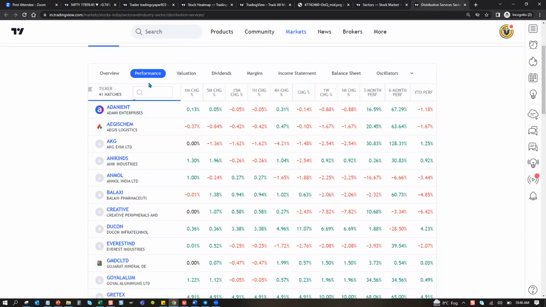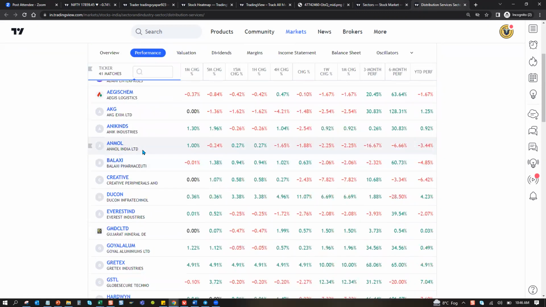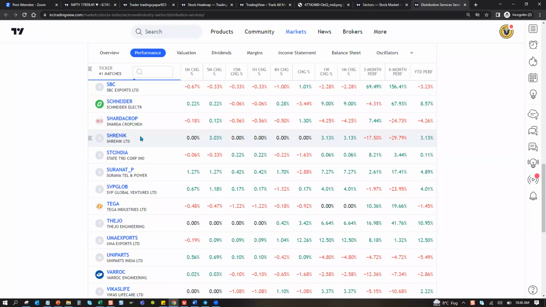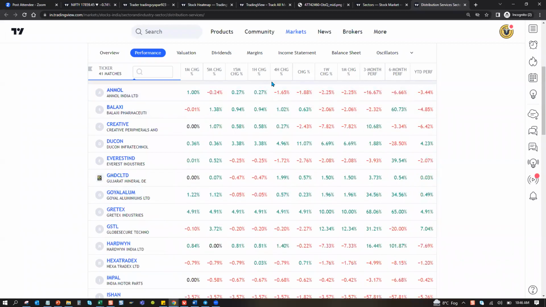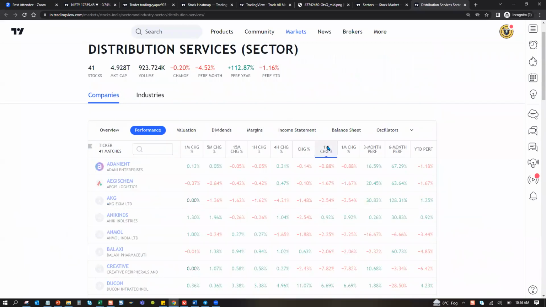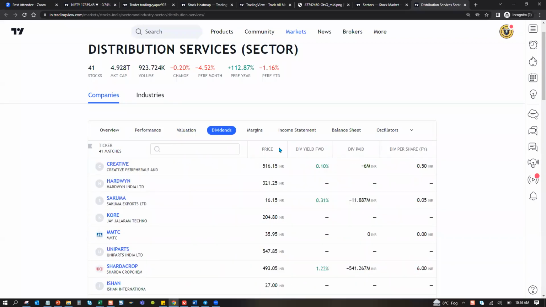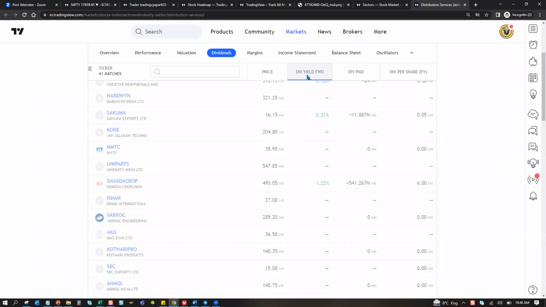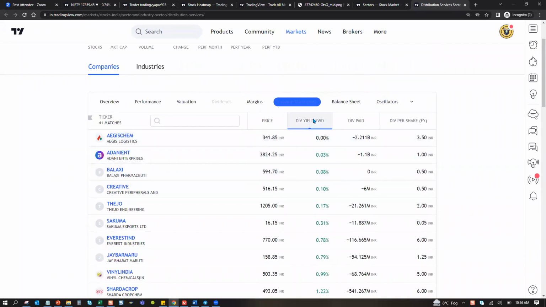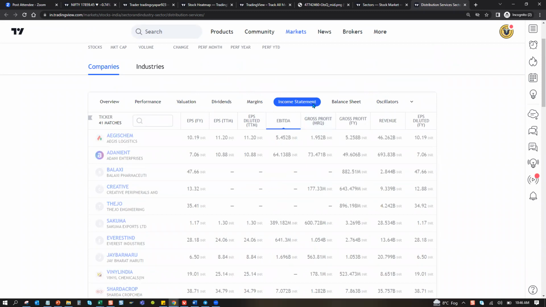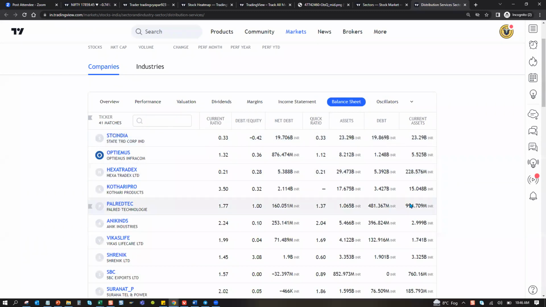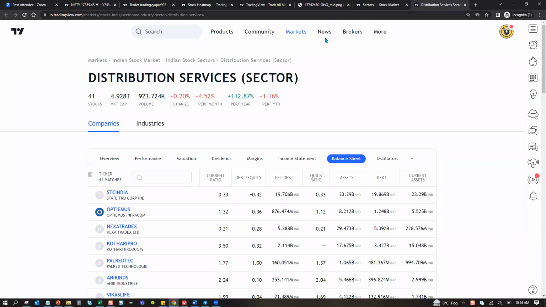So you click on performance. In this particular sector, you will see all the stocks that are part of this sector. Then you can see their weekly change and whatever the performance. You can see which companies are paying good dividend yield. You can sort by dividend yield, and check income statement, balance sheets, all the fundamentals data is available here. Okay, so I wanted to show this based upon one of the queries I received yesterday.